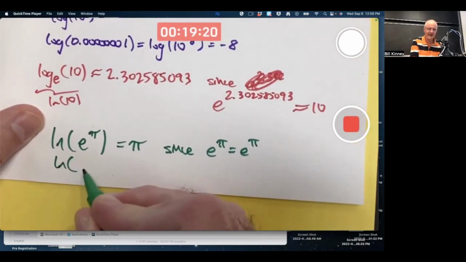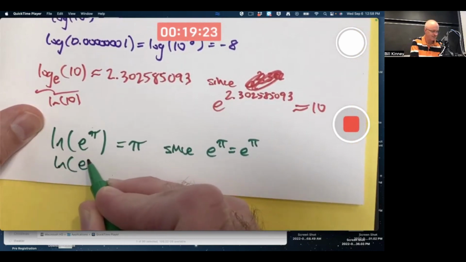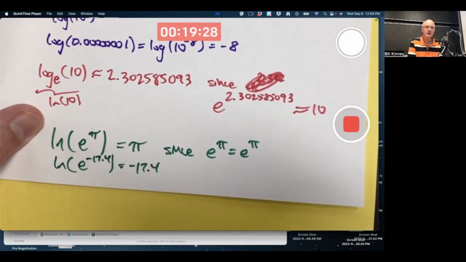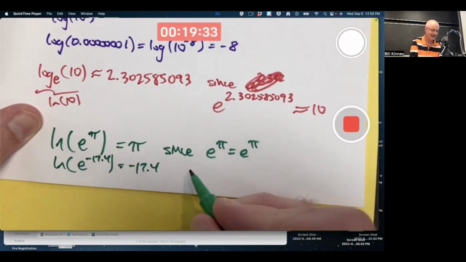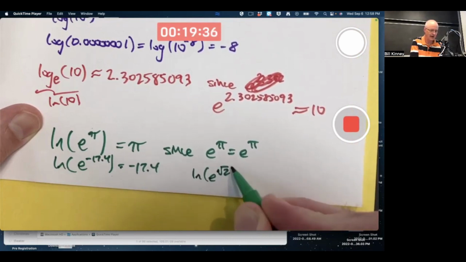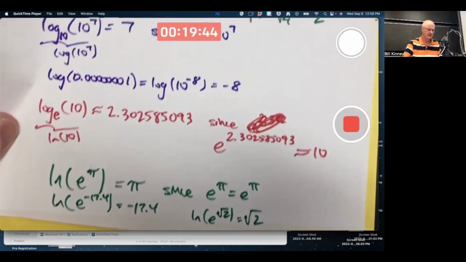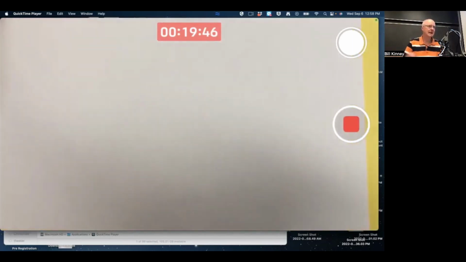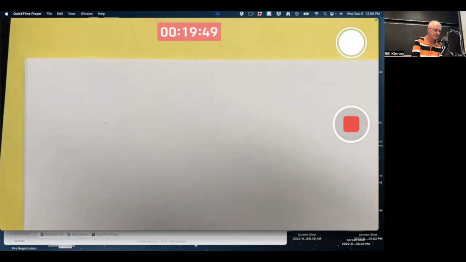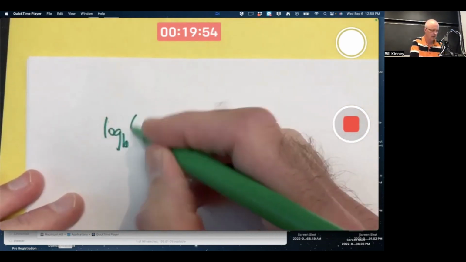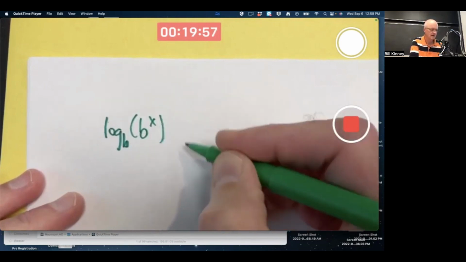Let's do something else weird. What's ln of e to the negative 17.4? Well, it's negative 17.4. What's ln of e to the square root of 2? It's square root of 2. Are we seeing a pattern here? What we're seeing in some of these examples is that if you've got log base b of b to the x, you get x.